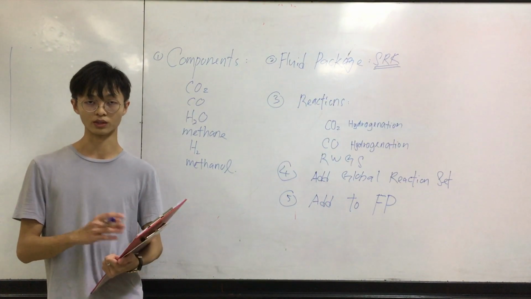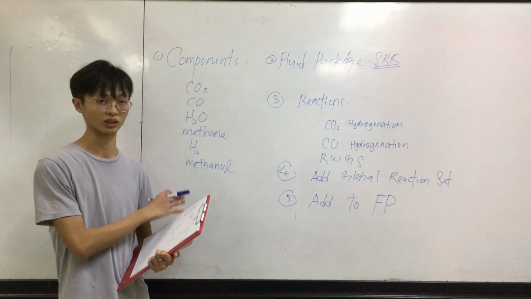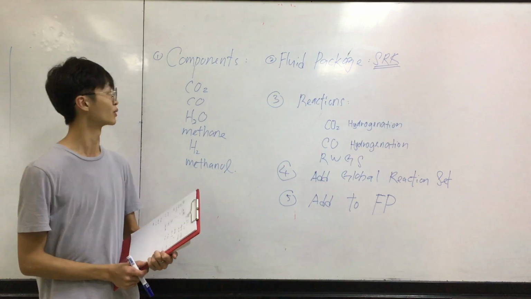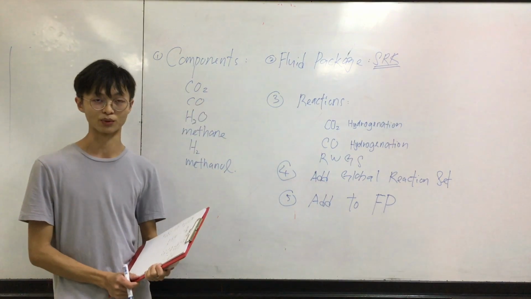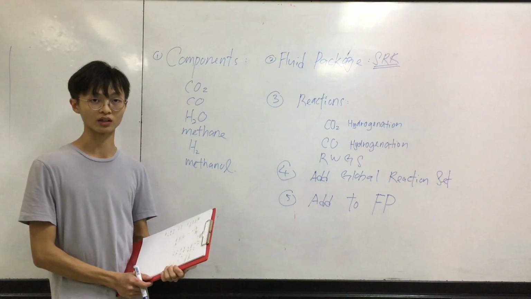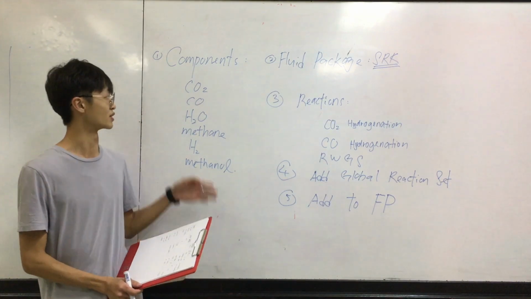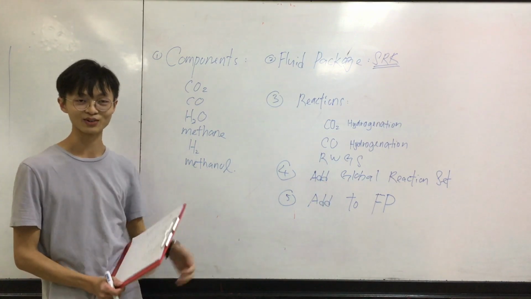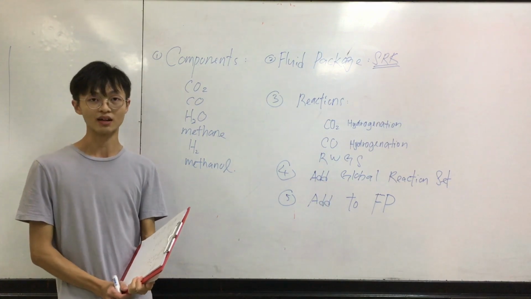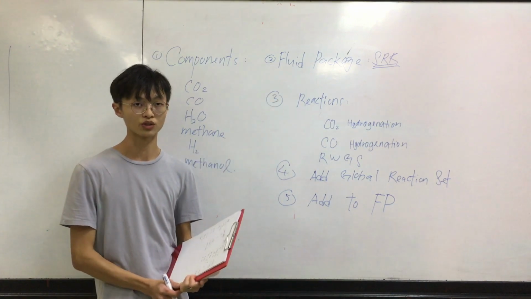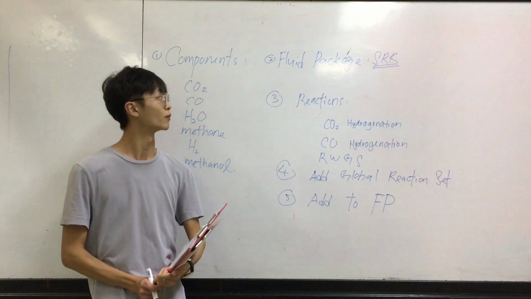Before we start on the Unisim, we will proceed to the information we need to key in. We need to follow 5 steps before we go to the simulation environment. For the first one, we need to key in the components needed, which are carbon dioxide, carbon monoxide, water, methane, hydrogen, and methanol. The second stage is about the fluid package. In our assignment, we choose SRK as our fluid package.